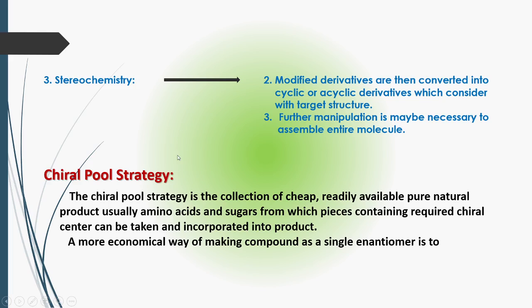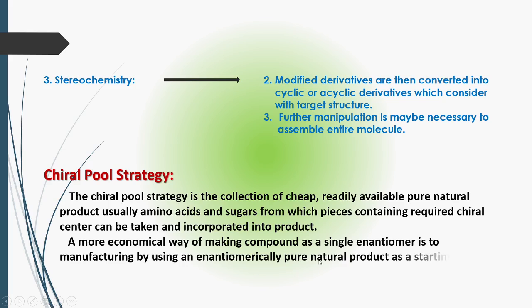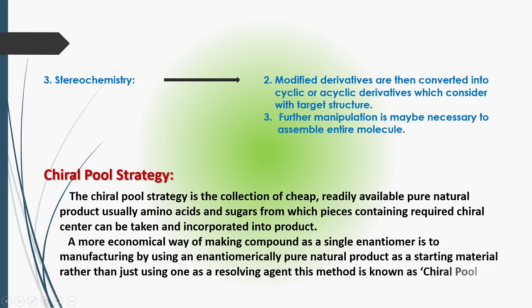For example, the amino acid, then the carbohydrate, which contains the chiral center, and the product also contains the chiral center. A more economical way of making a compound as a single enantiomer is manufacturing by using an enantiomerically pure natural product as a starting material. So if you want to make the single enantiomer, then the starting material is also an enantiomerically pure natural product, rather than just using one as a resolving agent. This method is known as the chiral pool strategy.